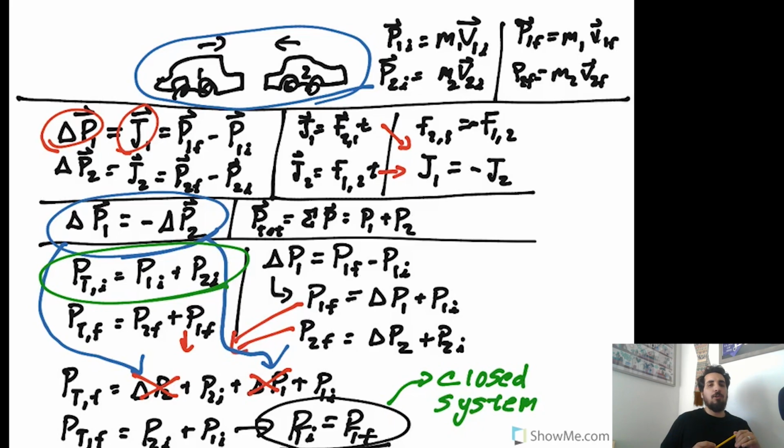And we'll talk more about what exactly that means in the next video. We'll learn how to define these closed systems, and how to utilize them. All right, so this right here is the derivation, the proof of conservation of momentum. In the next few videos, we're going to learn how to apply it.